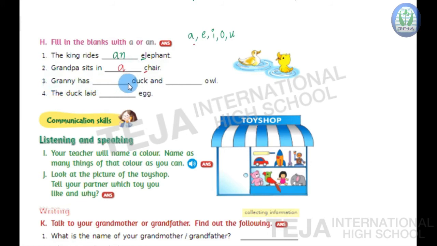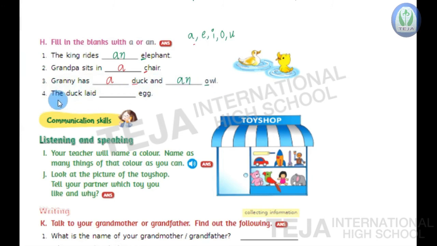Granny has dash duck and dash owl. So here duck starting letter is D. D is a consonant. Write a in the blank. Next owl. Starting letter is O. O is a vowel. So what you have to write, children? Before the vowel you have to write an owl. Write an in the blank, and the sentence is Granny has a duck and an owl.